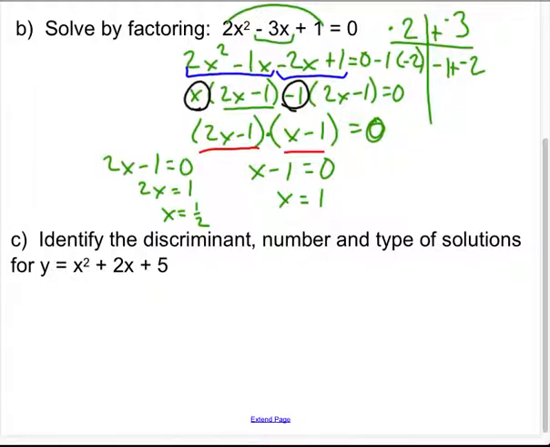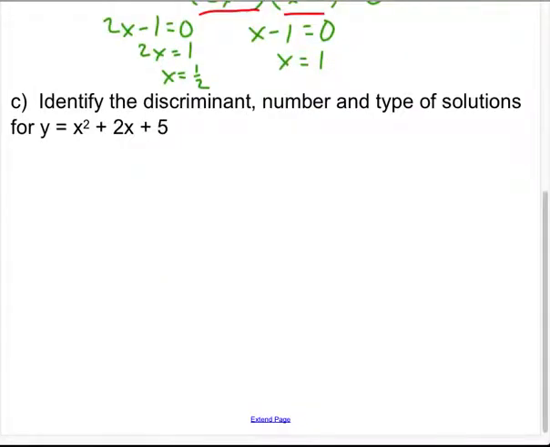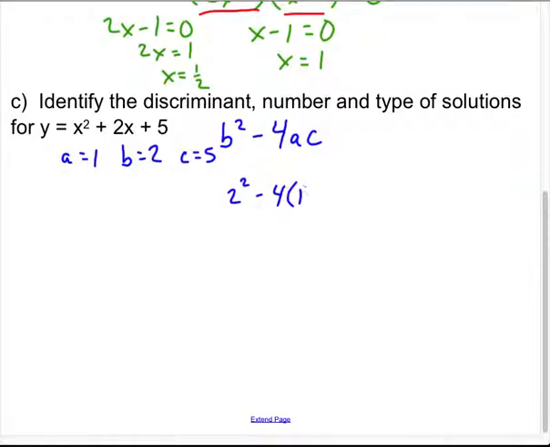Third question on this station was identify the discriminant. Remember, the discriminant is what's under the radical in the quadratic formula. So that's the b squared minus 4ac. That's the discriminant. A is 1, b is 2, c is 5. So substituting into b squared minus 4ac, I get 2 squared minus 4 times 1 times 5. 2 squared is 4. 4 times 5 is 20. So my discriminant is negative.